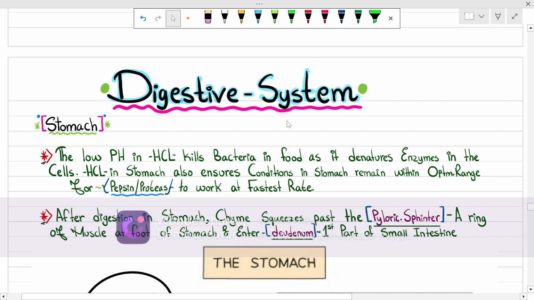The low pH in the hydrochloric acid first kills bacteria because it denatures their enzymes, because enzymes denature as the pH is moved too far away from optimum, and it also ensures the conditions in the stomach remain within the optimum pH range for the enzymes to work at their fastest rate.